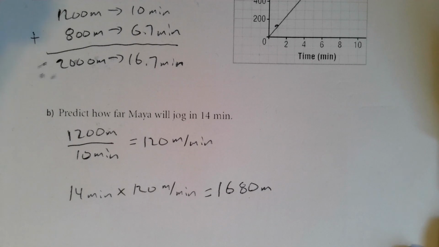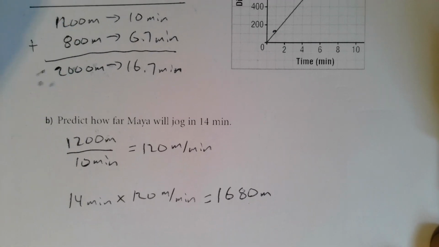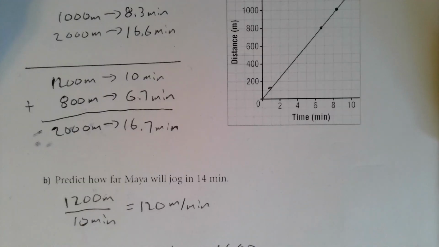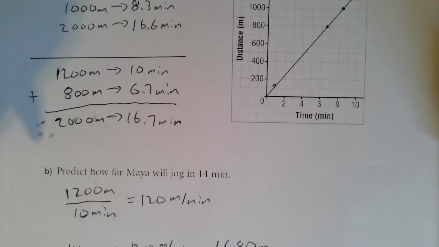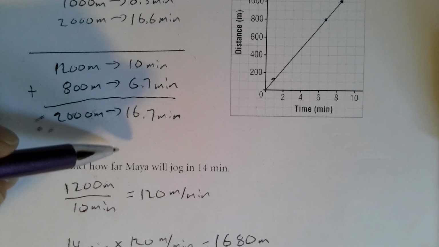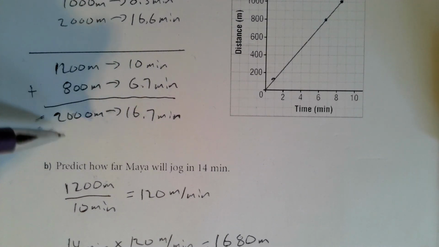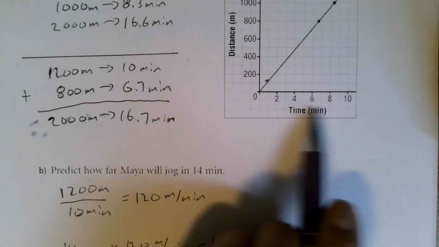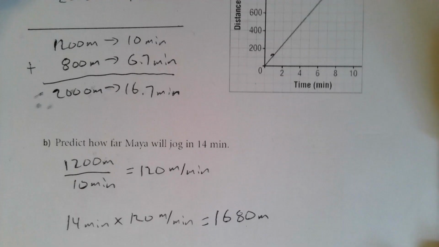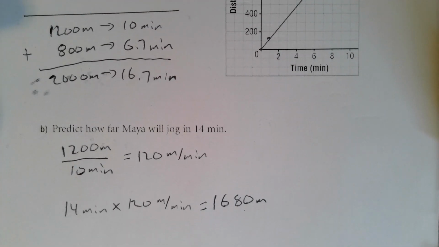If you wanted to, you could do B exactly the same way as we did A, where we could talk about how far she goes in 7 minutes and double it, or we could figure out how far she goes in 10 minutes and then do 4 more. Okay, so 2 different ways you guys can do those. And you should be ready for your assignment now. Have fun doing that.